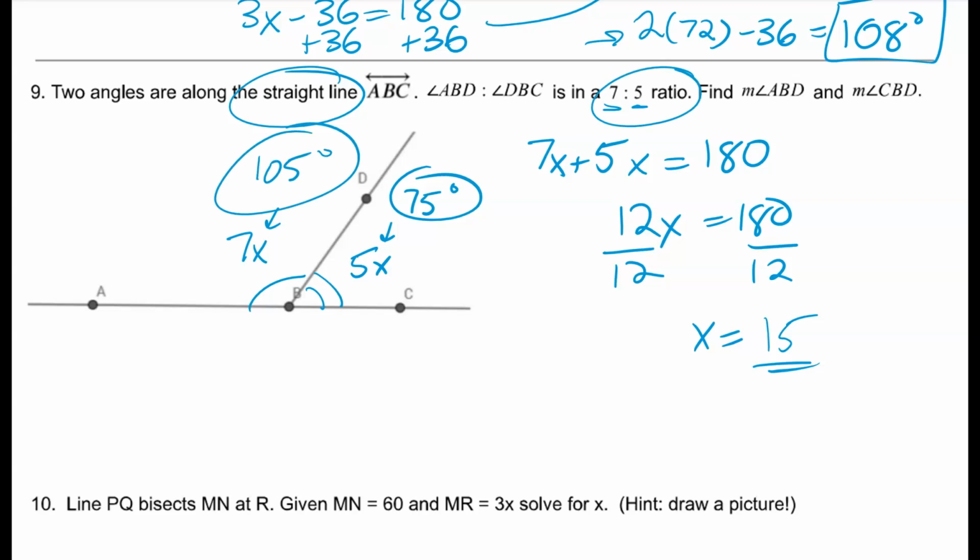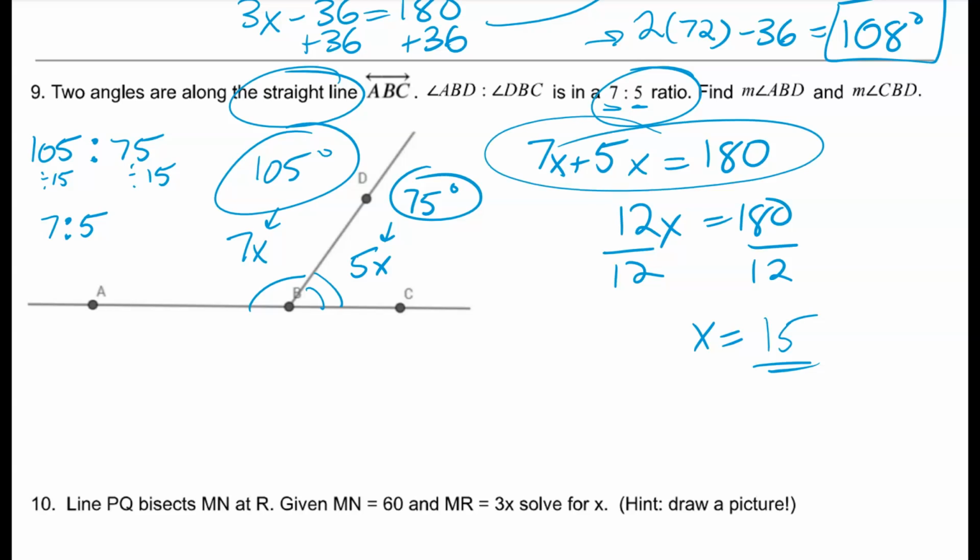So the whole 7:5 ratio idea is that if I compare these two angles, 105 to 75, I could divide them both by 15 if I want to just look at this fraction a little bit smaller, and this would still reduce down to a 7:5 ratio. So that's one way to check just to make sure that you got the correct answer and that your setup was okay for the 7:5 ratio.